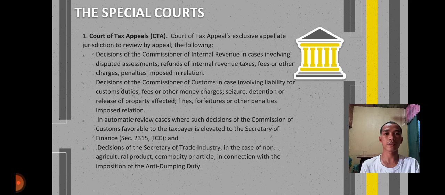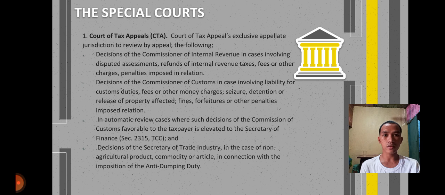We have also the special courts. The special court, the Court of Tax Appeals, or CTA. The Court of Tax Appeals has exclusive appellate jurisdiction to review on appeal the following. First, decisions of the Commissioner of Internal Revenue in cases involving disputed assessments. B. Decisions of the Commissioner of Customs in cases involving liabilities for customs duties, fees, or other money charges.